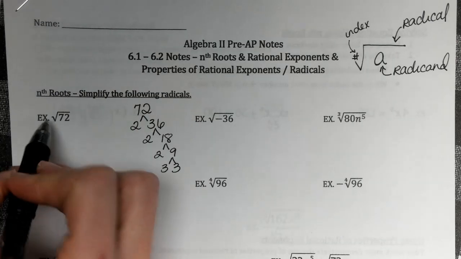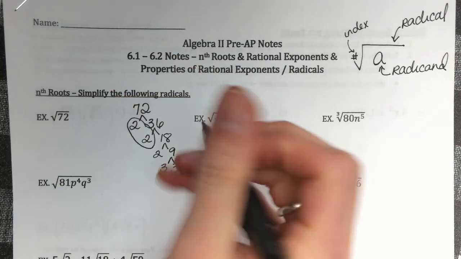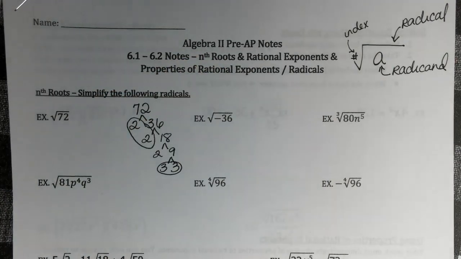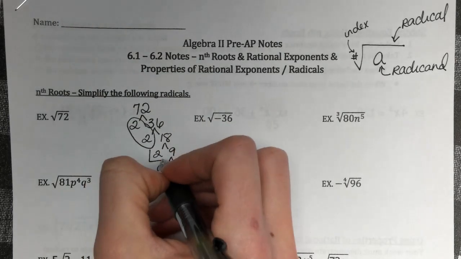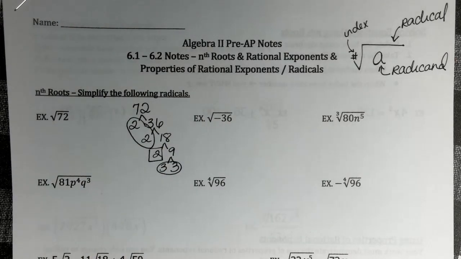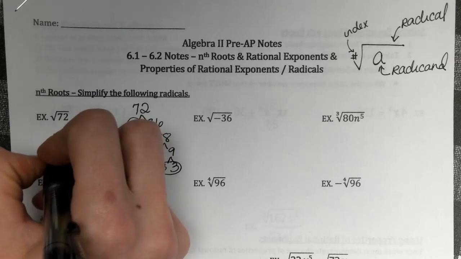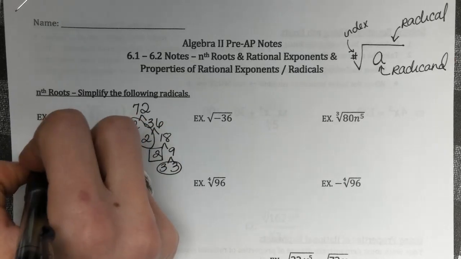Alright, so my index is 2. I want pairs of 2, so I have a pair of 2 and a pair of 3 with a 2 left over. So what is that going to turn into? 6 square root of 2.